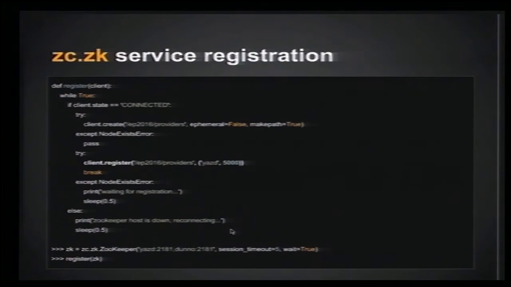Then the ZCZK provides a cool method, which is register, and then you say, okay, on the provider's node, I will register a machine named Yaz running on port 5000. And it will create the file like node, like Yaz 2.5000 for you. Okay? That's all you have to do.